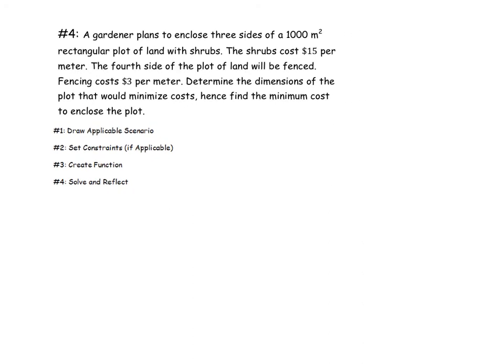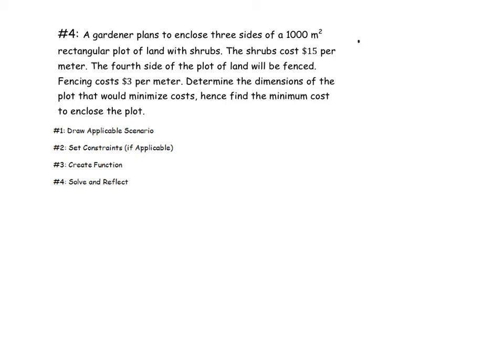A gardener plans to enclose 3 sides of a 1,000 square meter rectangular plot of land with shrubs. The shrubs cost $15 per meter. The 4th side of the plot of land will be fenced. The fencing costs $3 per meter. Determine the dimensions of the plot that would minimize cost. Hence, find the minimum cost to enclose the plot.